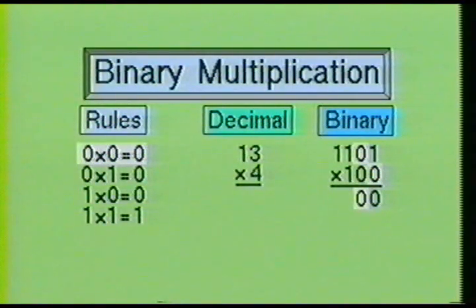0 times 0 equals 0. 0 times 1 equals 0. And 0 times 1 equals 0.